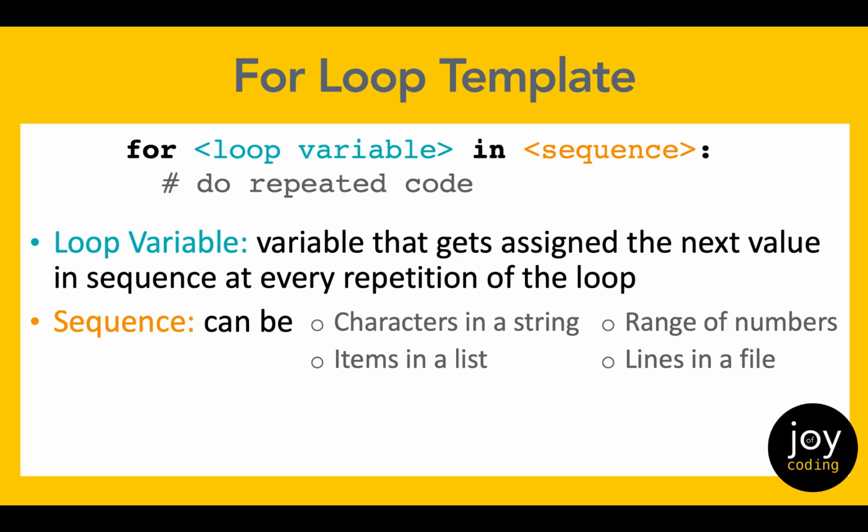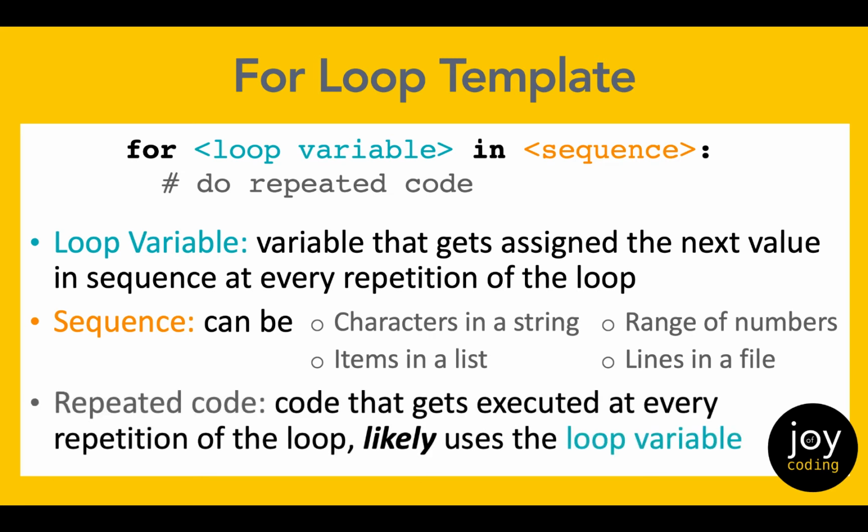The sequence can be not just a range of numbers like we saw in our previous example. It can be the characters in a string, the items in a list, or even the lines in a file. So the sequence can be a lot of different things in Python. Next, we have the repeated code, and that's the code that gets executed at every repetition of the loop, and it likely, but doesn't have to, use the loop variable. So let's take this template and walk through a couple more examples.